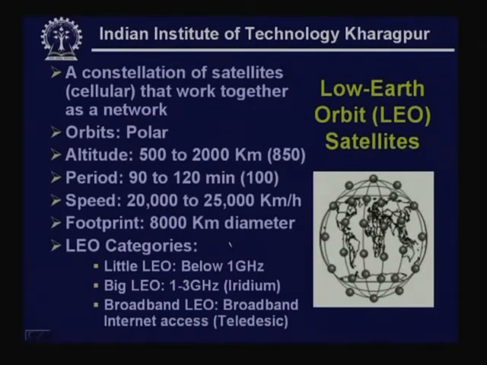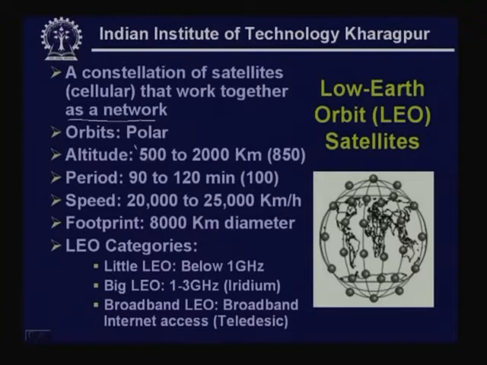Now, let us consider the low earth orbit satellites. There are several examples. Essentially, a single satellite is not used. A constellation of satellites, very similar to a cellular telephone network, is used, working together as a network. So, not a single satellite, but a number of satellites are used in the low earth orbit to form a network.